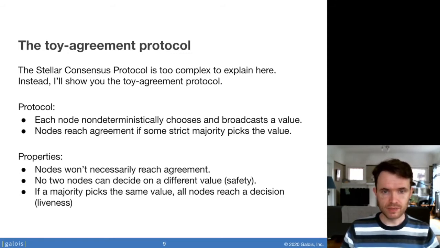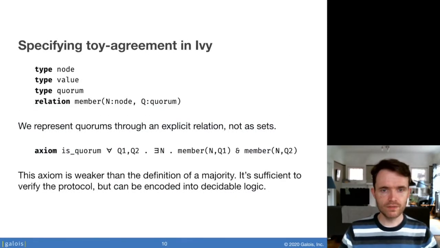I'll use this very simple consensus algorithm to explain how Ivy works. The first thing we have to do in Ivy is to define the domain. These are the elements of the model that won't change as a result of the actions in the protocol. The three basic types in the protocol are the nodes, values, and quorums. The meaning of the first two should be obvious, but quorum might seem a little confusing.